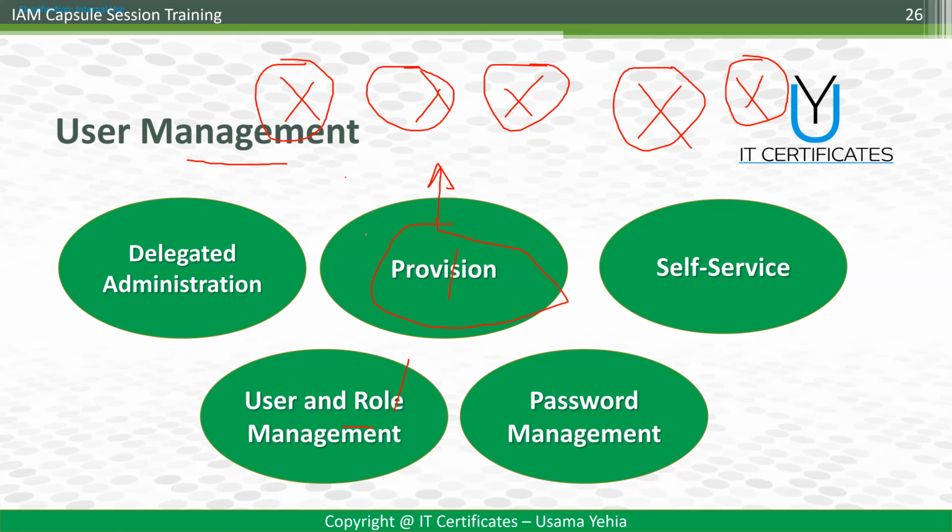Suppose that you are an external partner. You are not a company employee, but you are an external or third-party partner, and you want to work for the company for 1 year or 2 years.